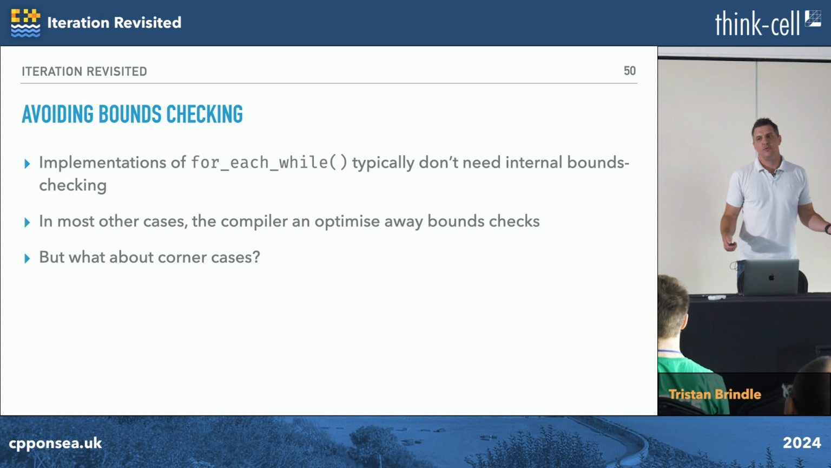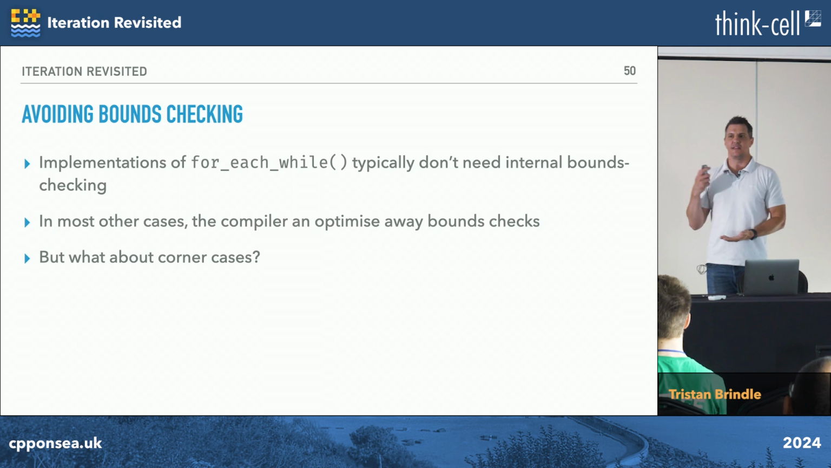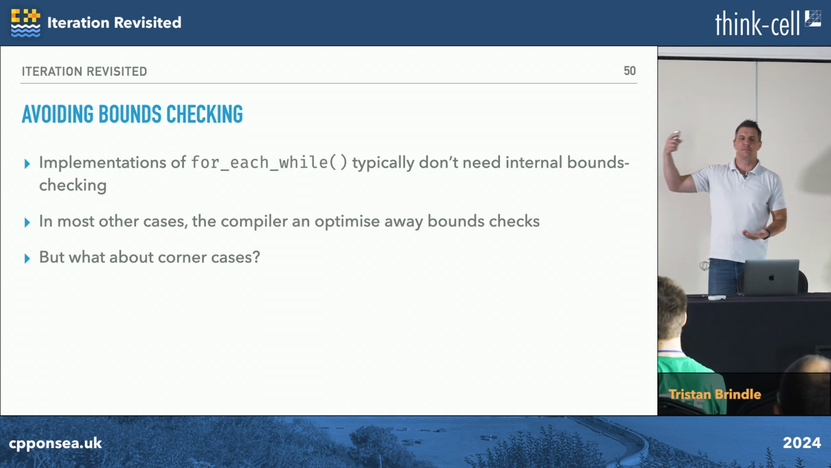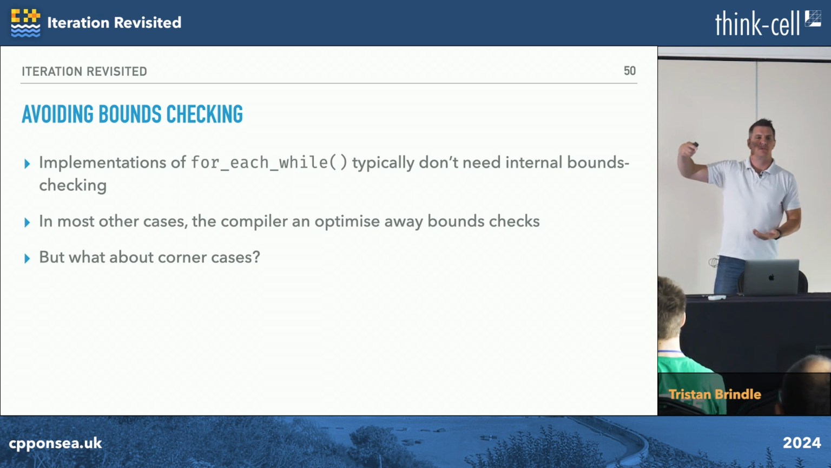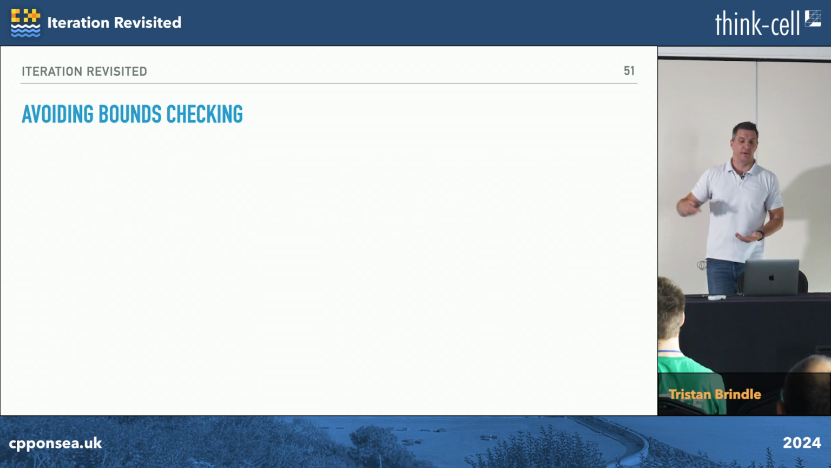What, though, about corner cases? What about, I've looked at this, I've profiled this, I'm seeing that there's a bounds check still in my code. It's costing me 1% performance, and I can't afford that. What can we do about it?